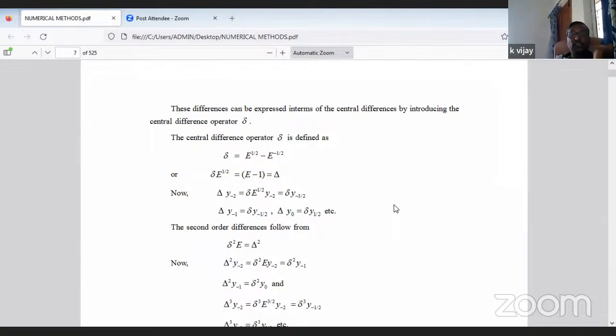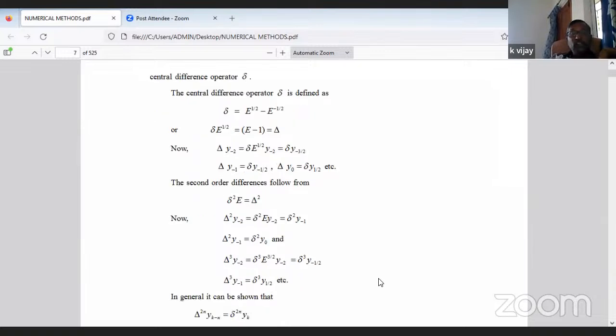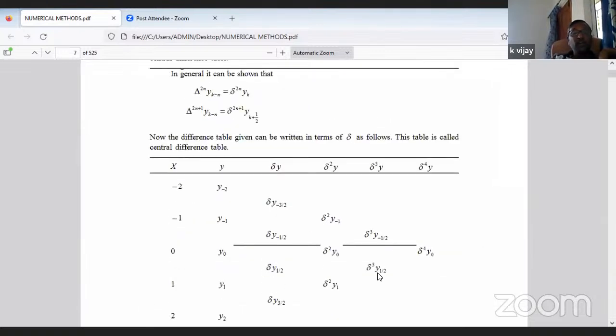So that is our conditions. We are writing del y minus 1, del y minus 1 by 2, del y dot is equal to del 1 by 2. These are the conditions of this one. So take the difference table and taking the delta, this table is called the central difference table.